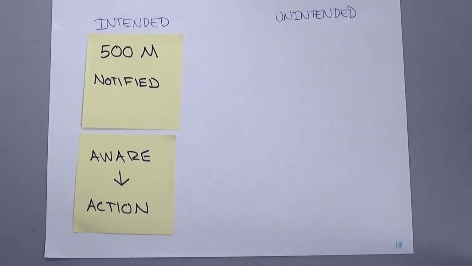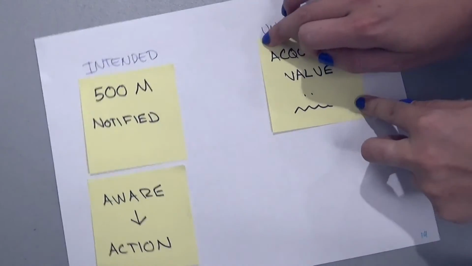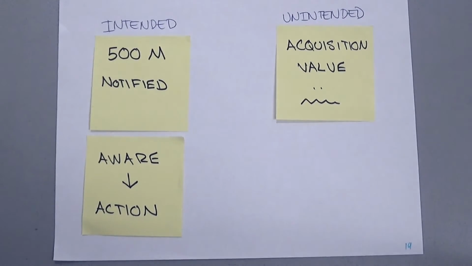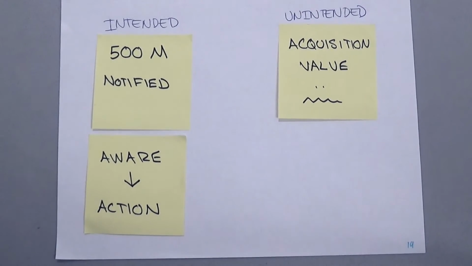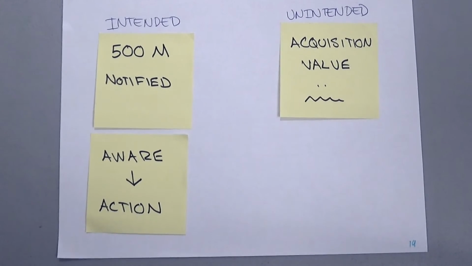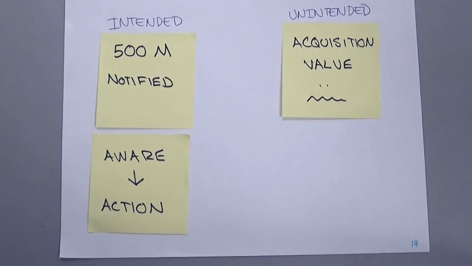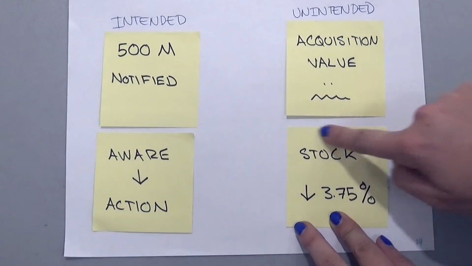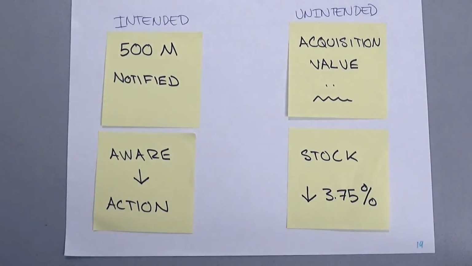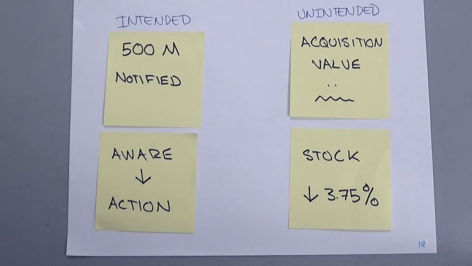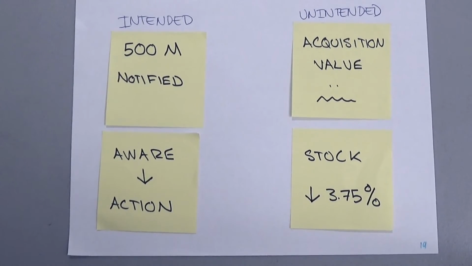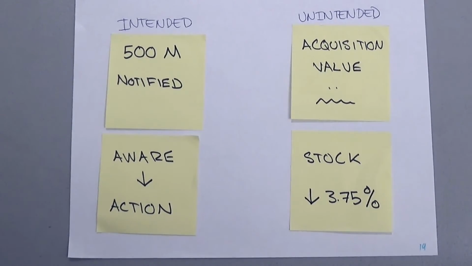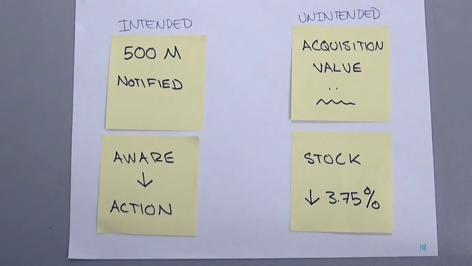And we also had some unintended consequences. What happened is that Verizon was acquiring Yahoo for $4.8 billion, but with this breach, that acquisition value could change, right? And also, the day after the breach notification, the Yahoo stock went down by 3.75%, which is something that was not intended by the law.